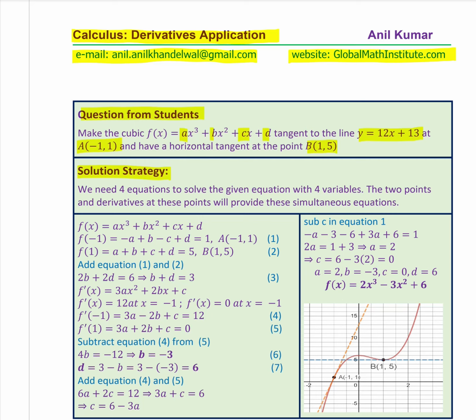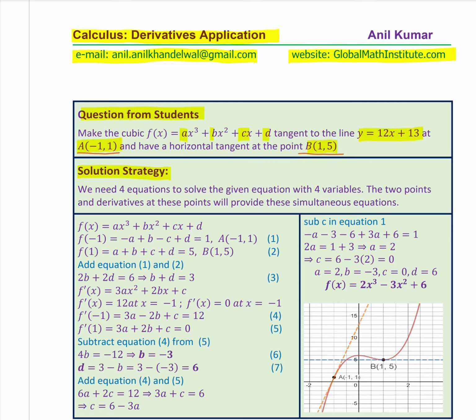Well, clearly, what we are given here are definitely 2 points, right? So, these are the 2 points where we have tangents on the curve. So that means these points are on the curve. These 2 points will give us two equations. So we'll begin with the equation of the function itself, which is f of x equals ax cubed plus bx squared plus cx plus d.